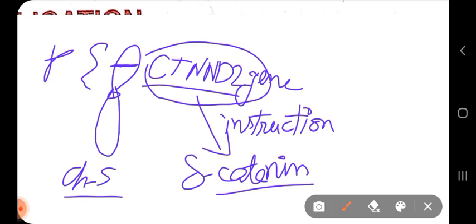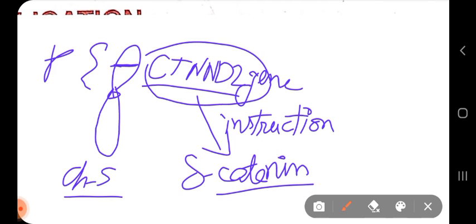This protein is active in the nervous system and likely helps cells stick together and plays a role in cell movement. So delta catenin helps the cells in the nervous system to stick together and also plays an important role in cell movement. And due to loss of this CTNND2 gene, it causes severe intellectual disability in some people with this condition, right?